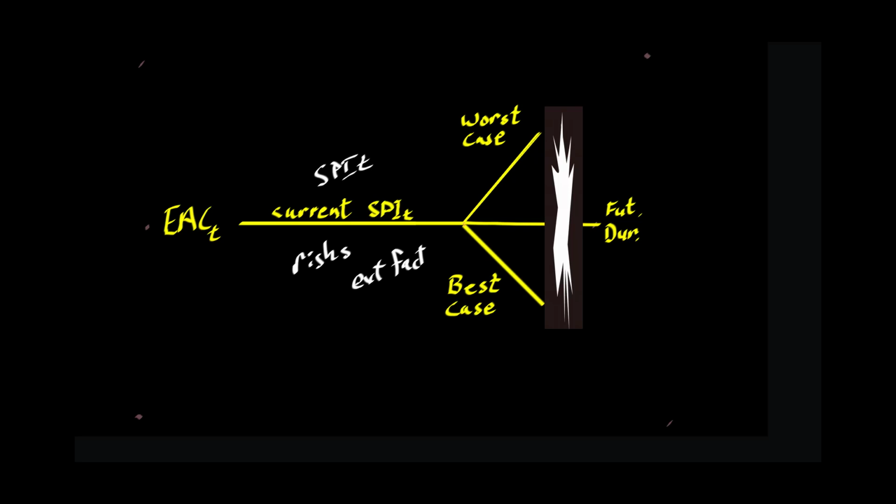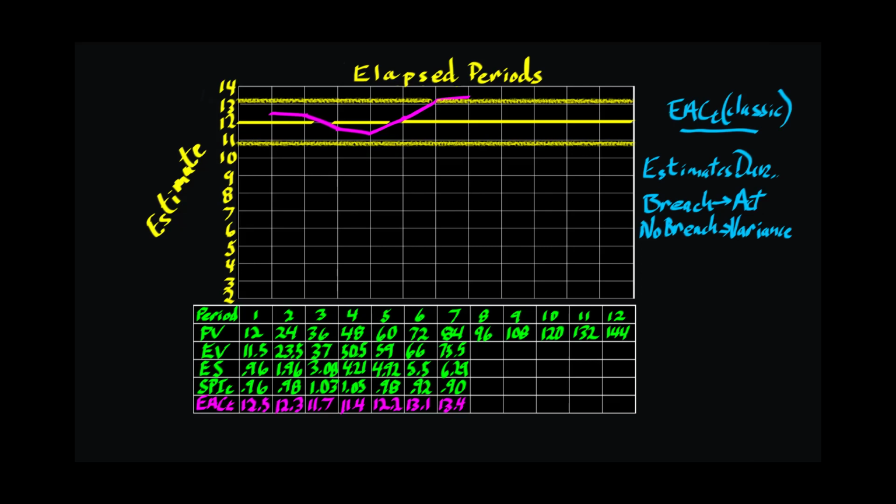For now, let's sum up. The classic version of the estimate at complete for time estimates duration based on current schedule performance. A threshold breach or a trend closing on a threshold breach call for action because the plan duration is at risk. In the absence of a breach or a trend toward it, the variance of likely values comes into play.